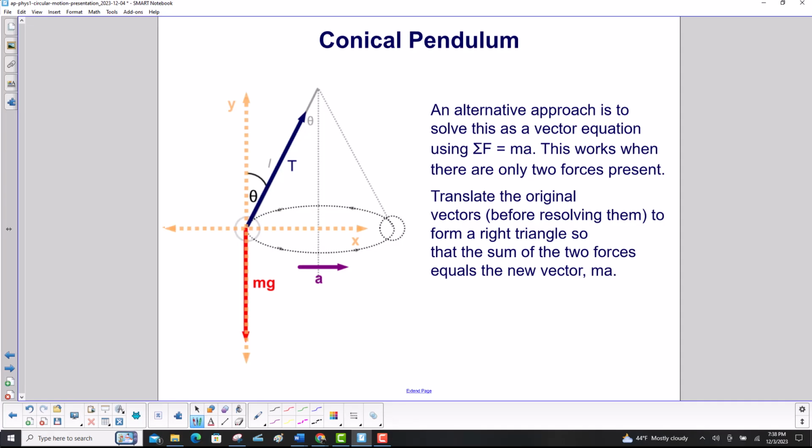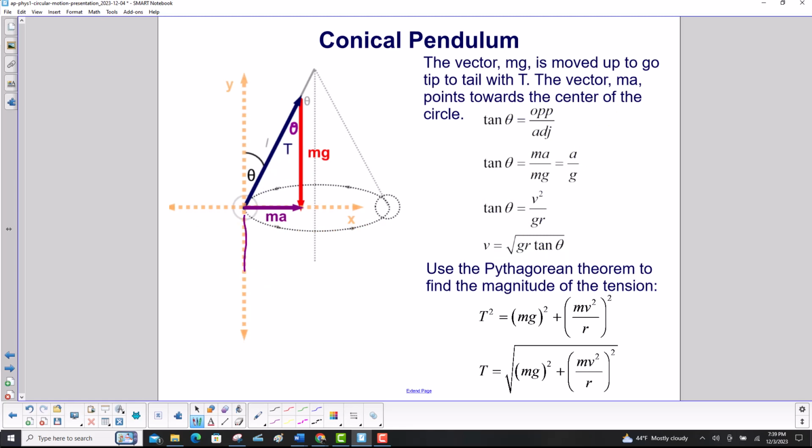An alternative approach, and this is pretty clever, is to solve this as a vector equation using the sum of the forces as ma. This works when there are only two forces present, which of course is what we have. Translate the original vectors before resolving them to form a right triangle so that the sum of the two forces equals the new vector ma. And we'll show that on the next slide. The vector mg, which used to be down here, is moved up to here, and you're allowed to do that as long as you don't change its size and you don't rotate it at all. So the vector ma is going to point here, and we're going tip to tail with mg.